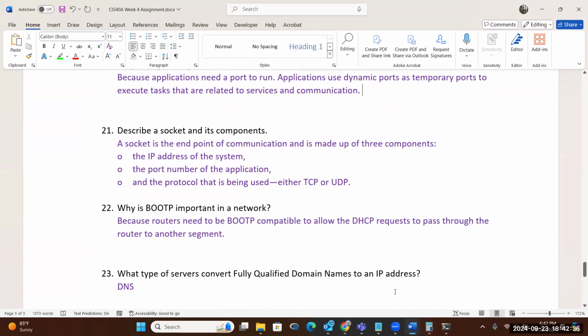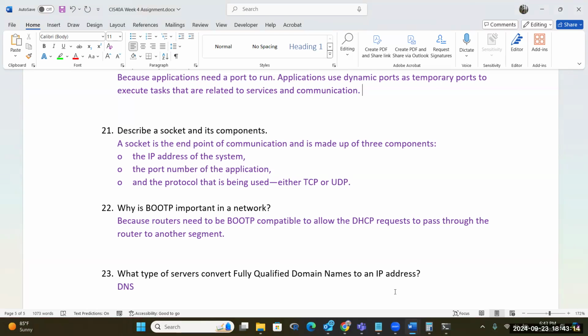Okay, so I talked about the components of the socket, which is the answer for 21: IP address, port number of the application, and the protocol that's used, under TCP or UDP. And then for 22, why is BOOTP important in a network?